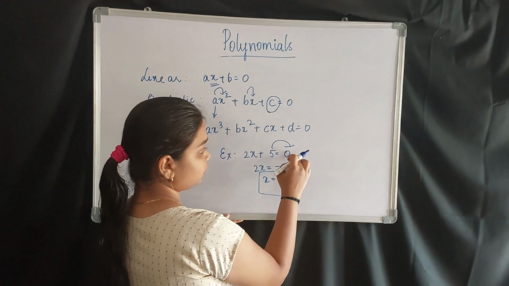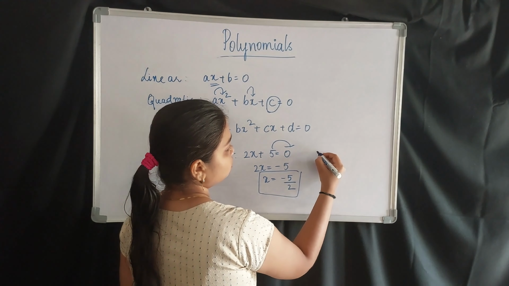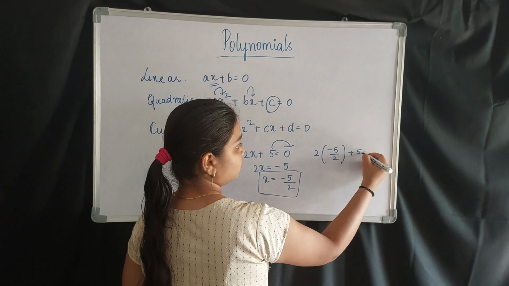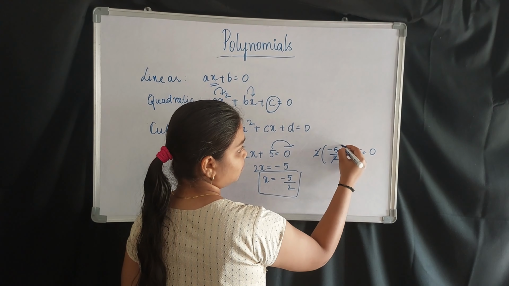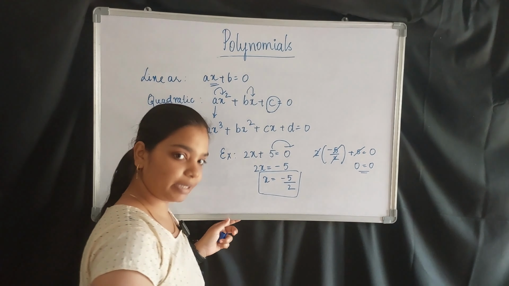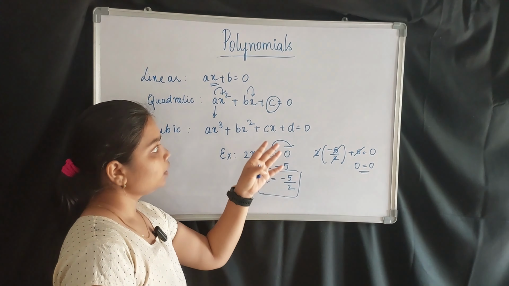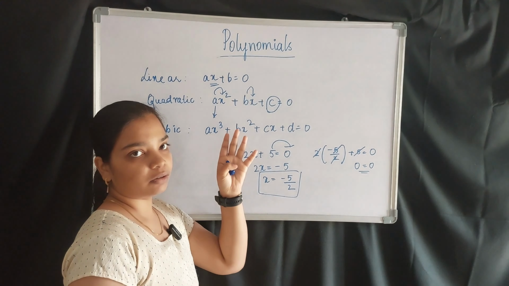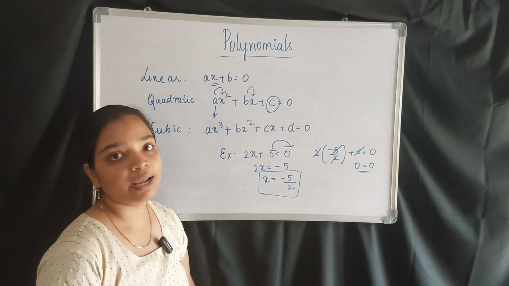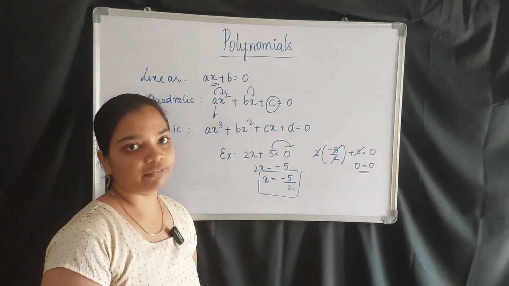Now if I substitute this x value here, our equation should be equal to 0. So 2 into minus 5 by 2 plus 5 is equal to 0. 2 cancel, minus 5 plus 5 cancel. So 0 is equal to 0. That means our solution is correct. This is the way of verification you can do. Be it for quadratic or cubic, you can always substitute your answers in the equation and see if it is equal to 0, that means your answers are correct for the values of x.